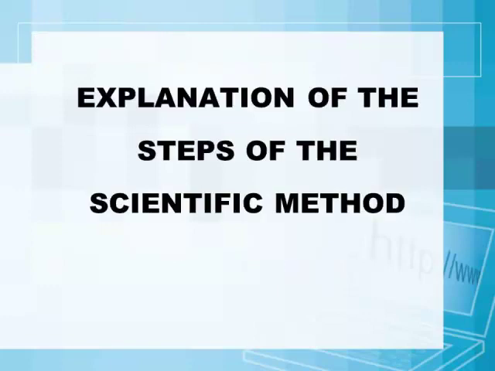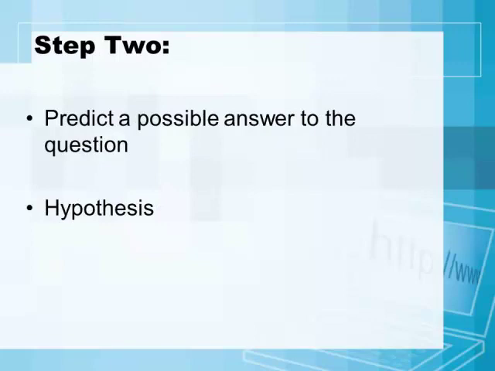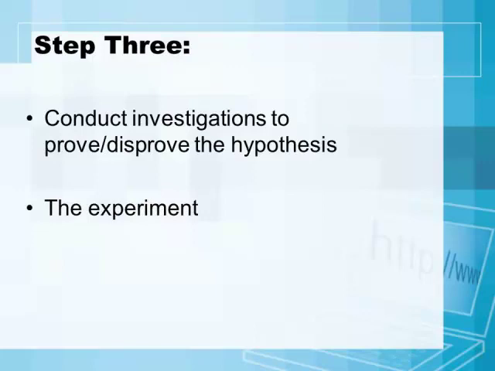The scientific method is used by scientists in multiple fields on a daily basis. It consists of six specific steps that do not need to occur in the same order or in chronological order. As an ITDE scientist, I will start each study by proposing a problem that needs to be solved, hence asking a question. Second, I will predict a possible answer to the question, which is the hypothesis. Third, I will conduct investigations to either prove or disprove my hypothesis, which is the experiment.